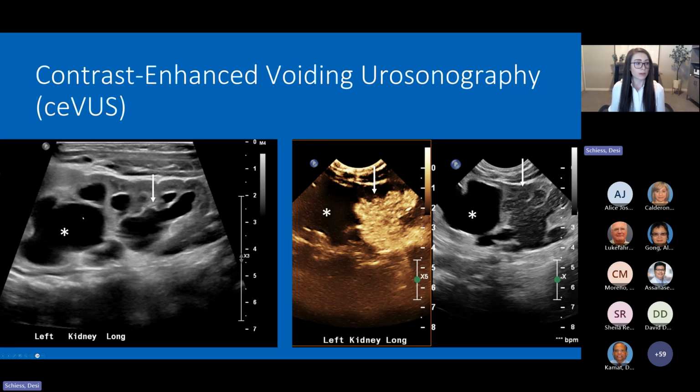The ultrasound image on the left demonstrates a duplex collecting system with urinary tract dilation involving the upper and lower moieties. On the right is a dual-screen contrast ultrasound image demonstrating reflux of contrast instilled into the bladder into the lower moiety, but not the upper moiety. Findings are consistent with the Weigert-Meyer rule, which states that the upper moiety obstructs and the lower moiety refluxes.